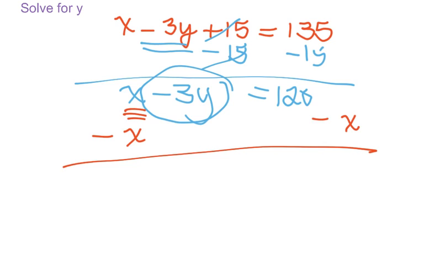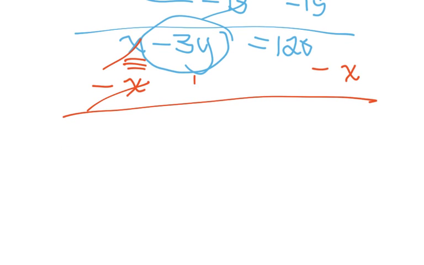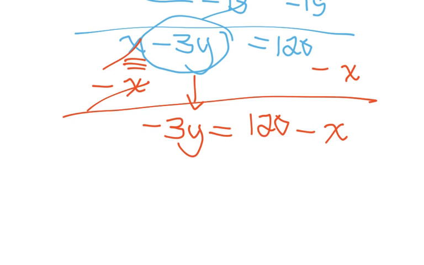Because if I have x and I take x away, it becomes 0. And I am now left with, on the left-hand side, I'm simply going to bring down that minus 3y, and it is equal to 120 minus x. That's all I've done.